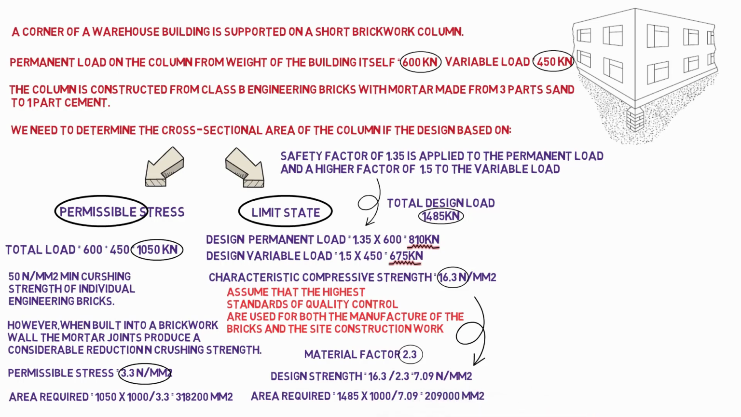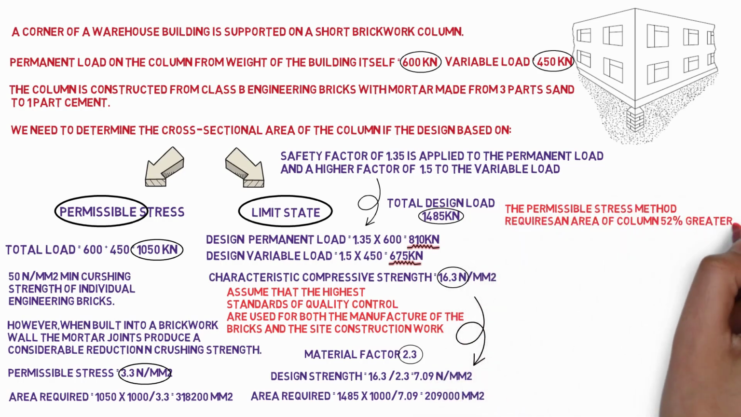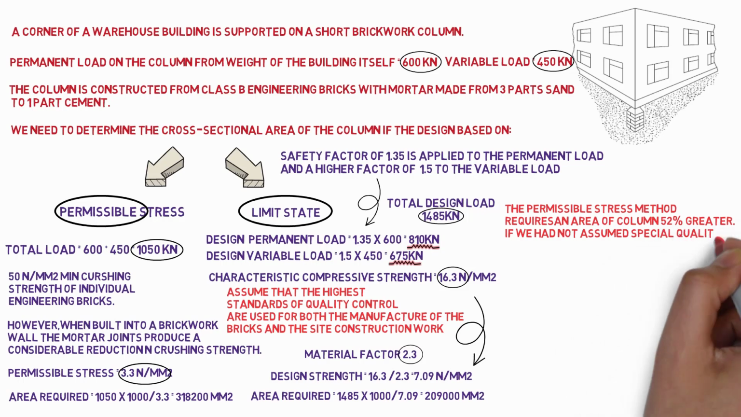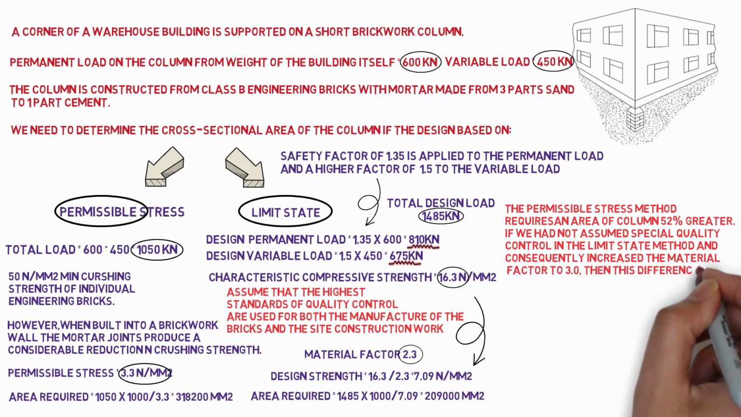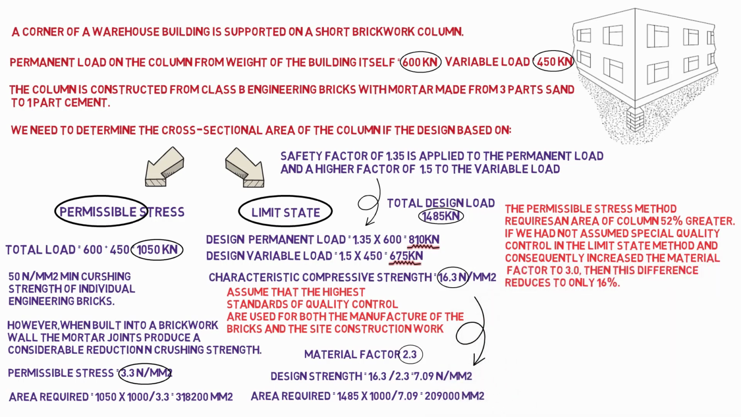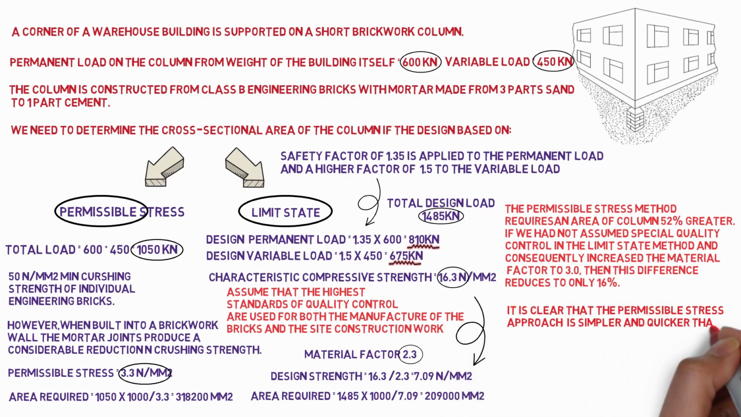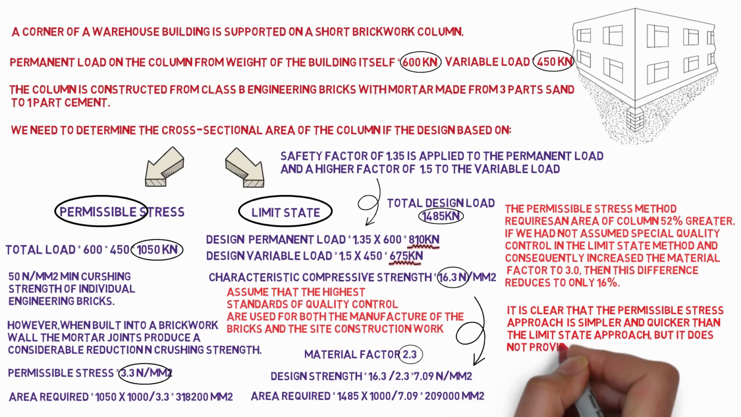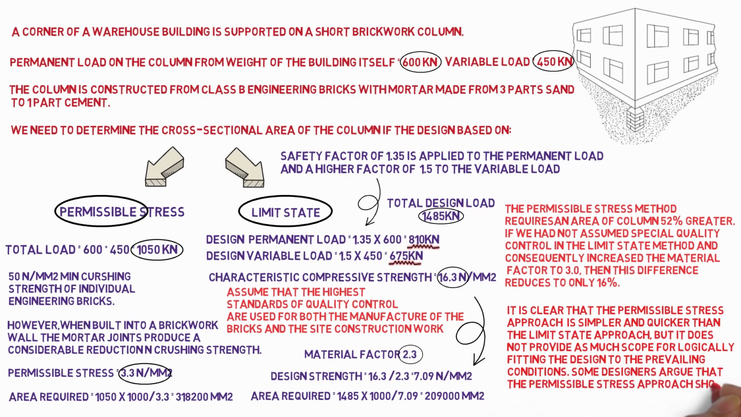In comparison, the permissible stress method requires an area of column 52% greater. If we had not assumed special quality control in the limit state method and consequently increased the material factor to 3, then this difference reduces to only 16%. It is clear that the permissible stress approach is simpler and quicker than the limit state approach, but it does not provide as much scope for logically fitting the design to the prevailing conditions. Some designers argue that the permissible stress approach should have been retained for simple jobs.